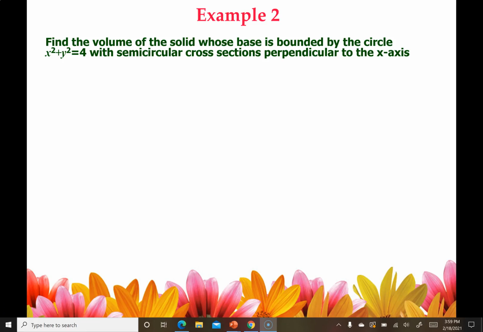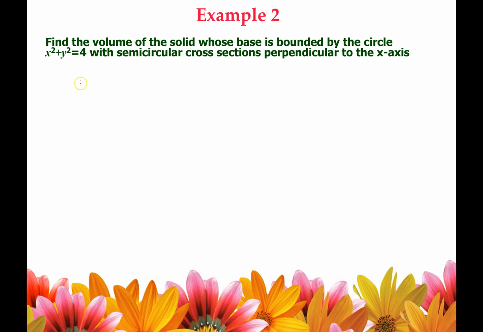All right, for example 2, we're going to find the volume of the solid whose base is bounded by the circle, and that circle obviously has a radius of 2. We've talked about that. And we're going to have semicircular cross sections, and they're going to be perpendicular to the x-axis. So getting a picture of that, we're going to be from -2 to 2. Again, remember this is my r squared, so that would mean my r, or my radius, is 2. And then we're going to go from -2 to 2 on the y-axis as well.